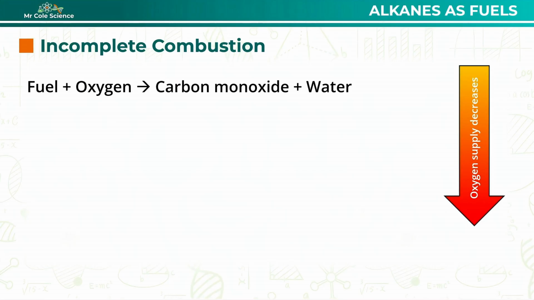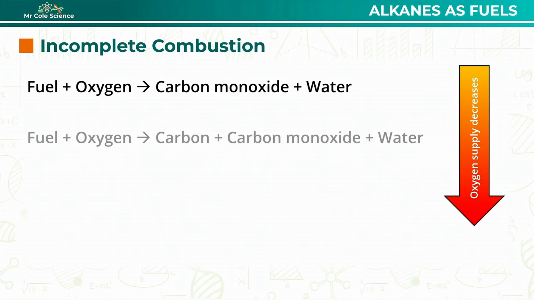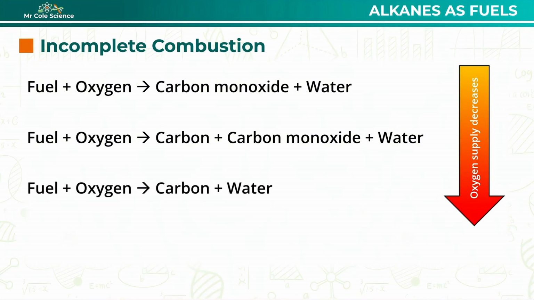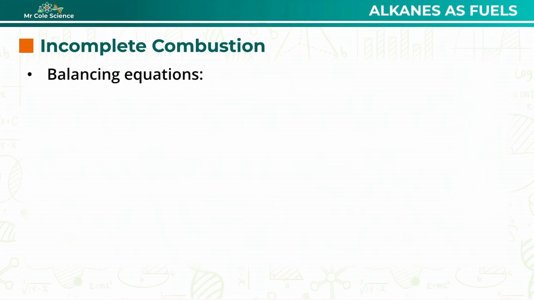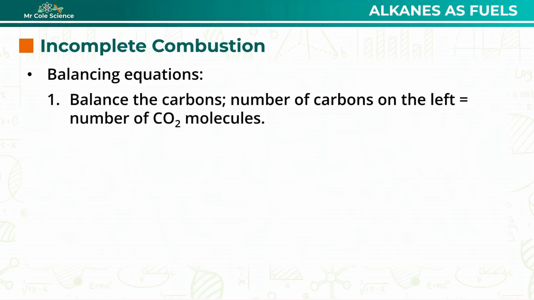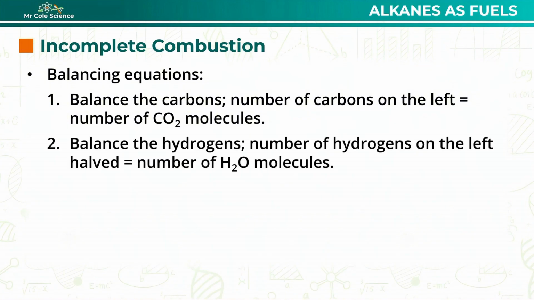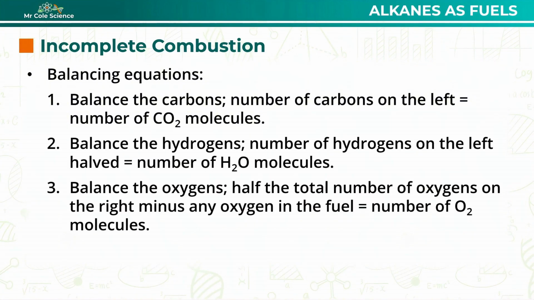We might get carbon monoxide and water. Or if there's slightly less oxygen available, we get carbon or soot, carbon monoxide and water. And in a very limited supply, we might just get carbon and water being formed as our products. Now, it's important to recognize that the method for writing equations for these reactions is still exactly the same as before. We still need to balance the carbon atoms, we still need to balance the hydrogen atoms, and we still need to balance the oxygen atoms.